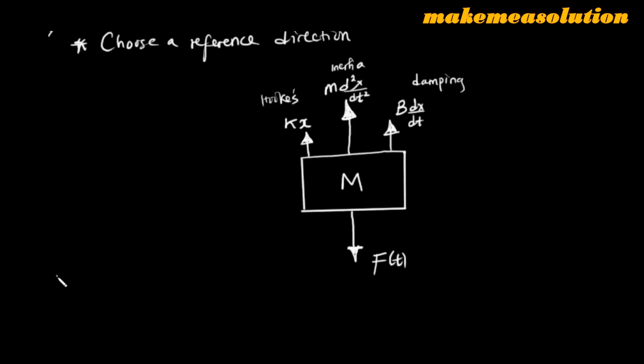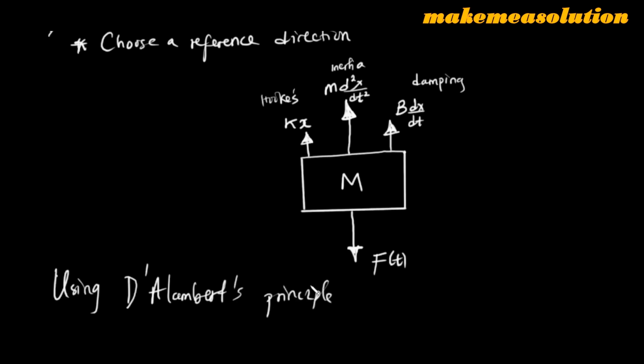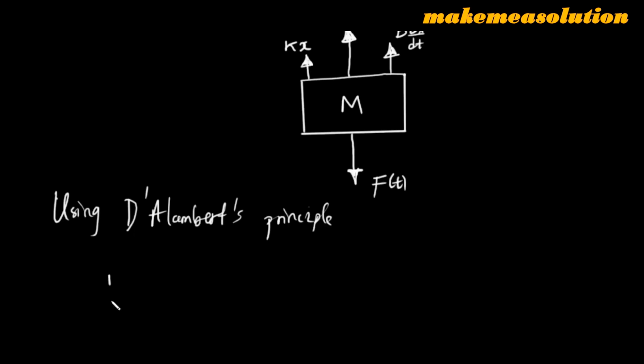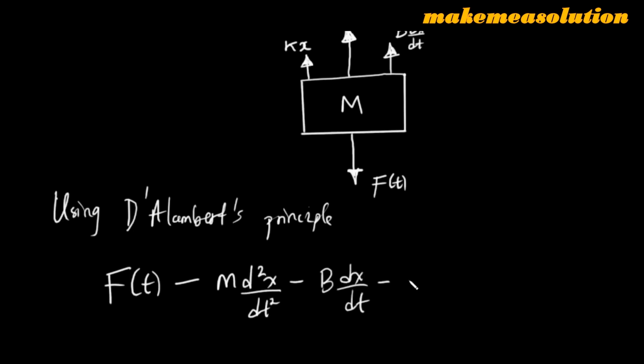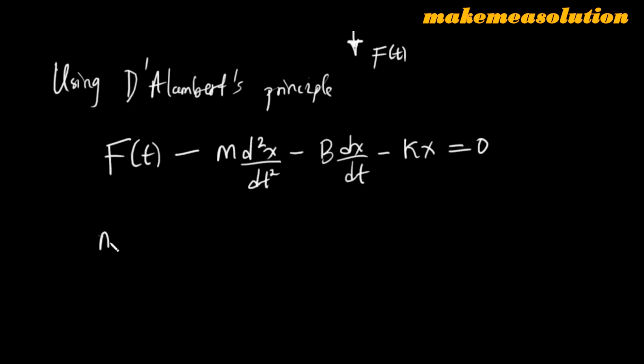Our reference direction has opposing forces acting on it, so we are now going to use D'Alembert's principle. The algebraic sum of forces acting on a particular system is 0. Our reference direction is positive, so I have F(t), then all of those forces are negative. You now have minus m d²x/dt² minus b dx/dt minus kx is equal to 0. If you rearrange it, you will have m d²x/dt² plus b dx/dt plus kx is equal to F(t).